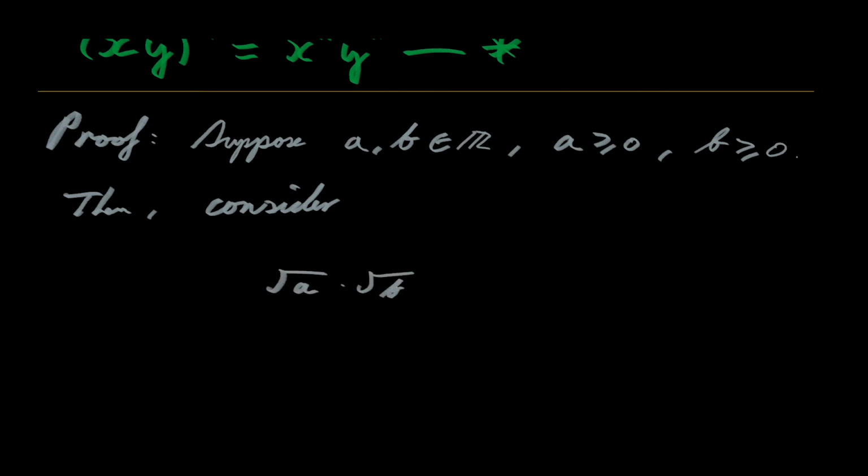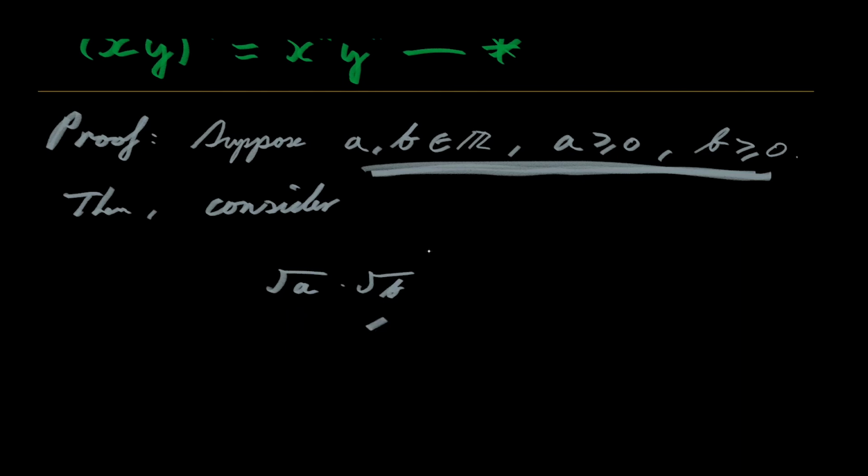Well, once we assume these conditions, that means it makes sense to assume that the square root of a is going to equal something, because a is not negative. If you take the square root of a real number, so long as it's not negative, it's going to have an answer. So the square root of a must equal something, and similarly the square root of b must equal something.